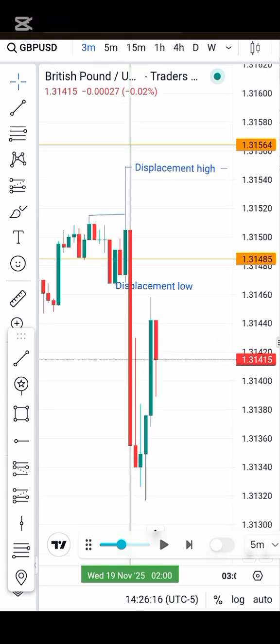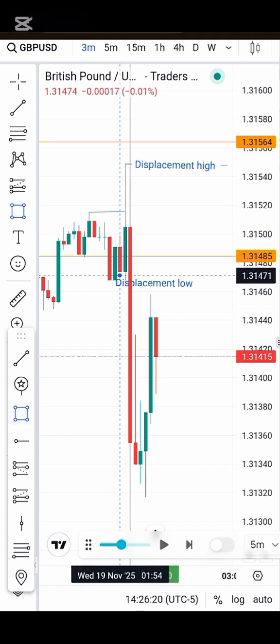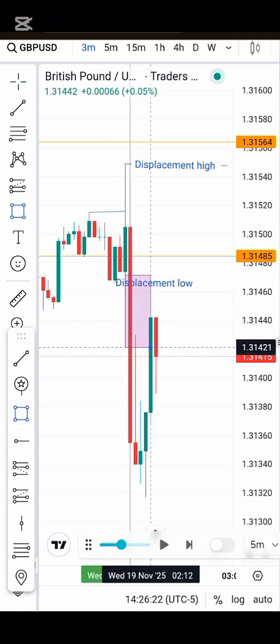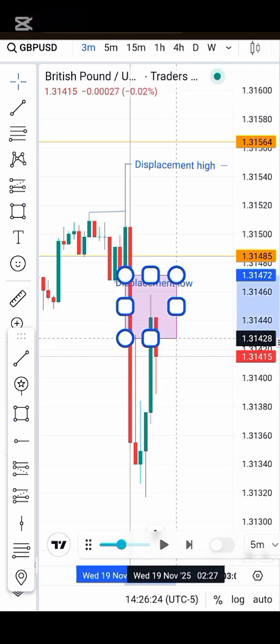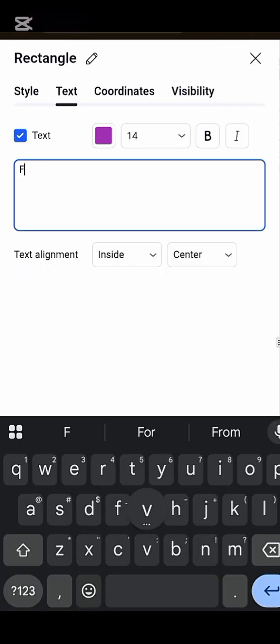So all we have to wait for now is for the market to get into the liquidity, into the fair value gap that was created inside this range. You can see this is a fair value gap here. This is the fair value gap. Fair value gap, FVG.